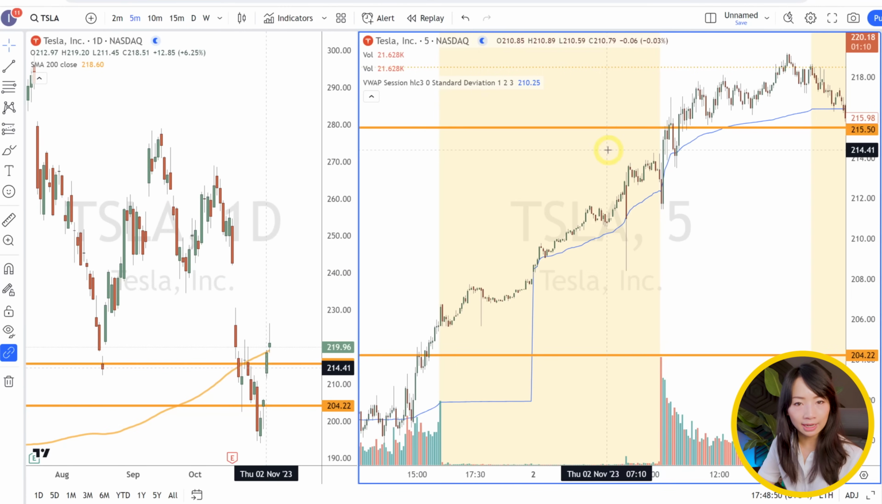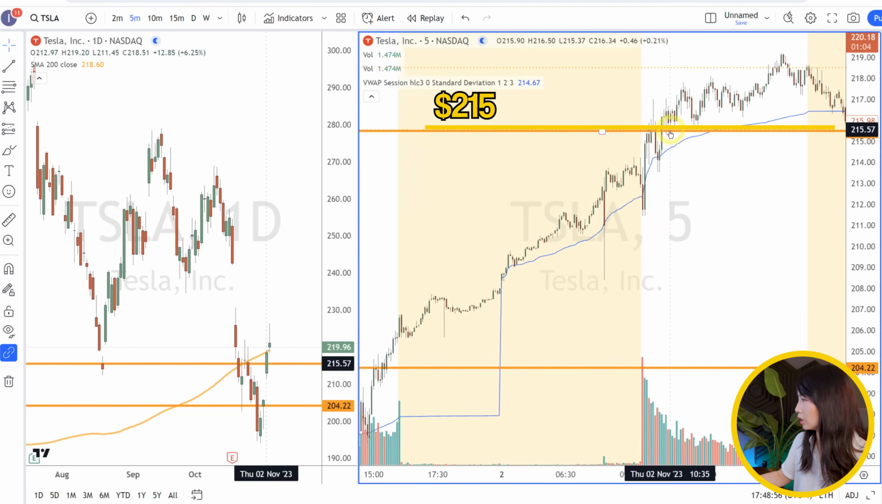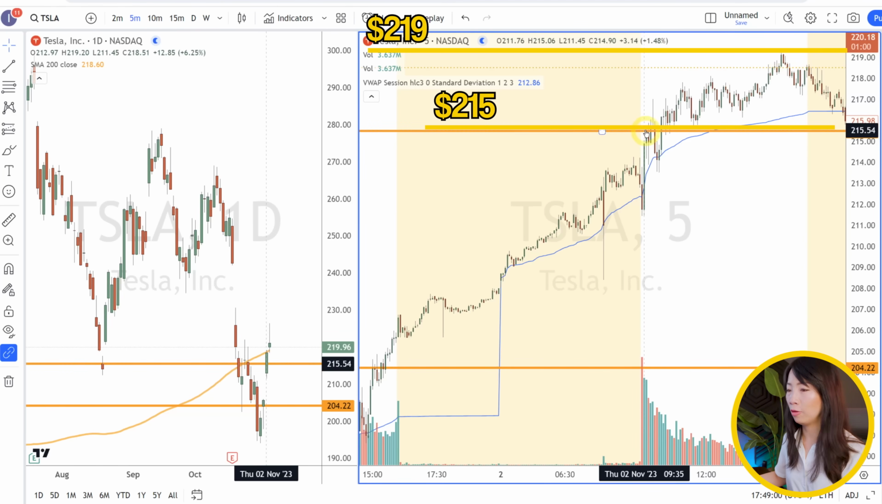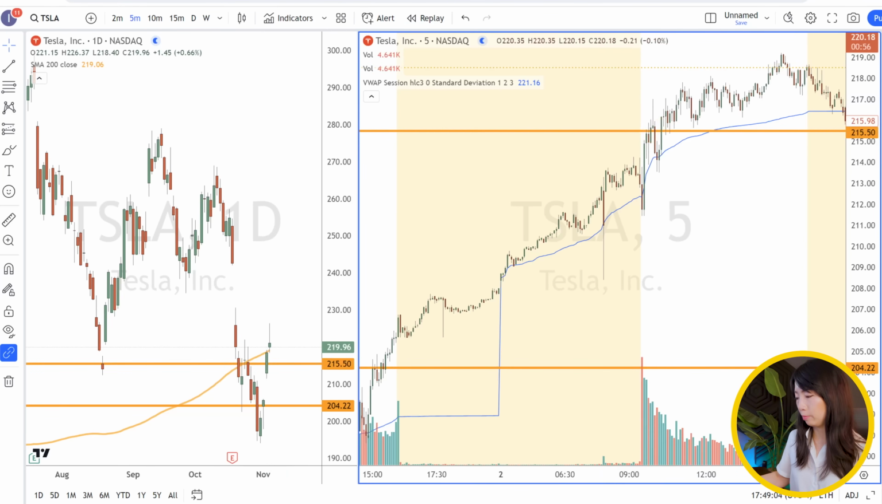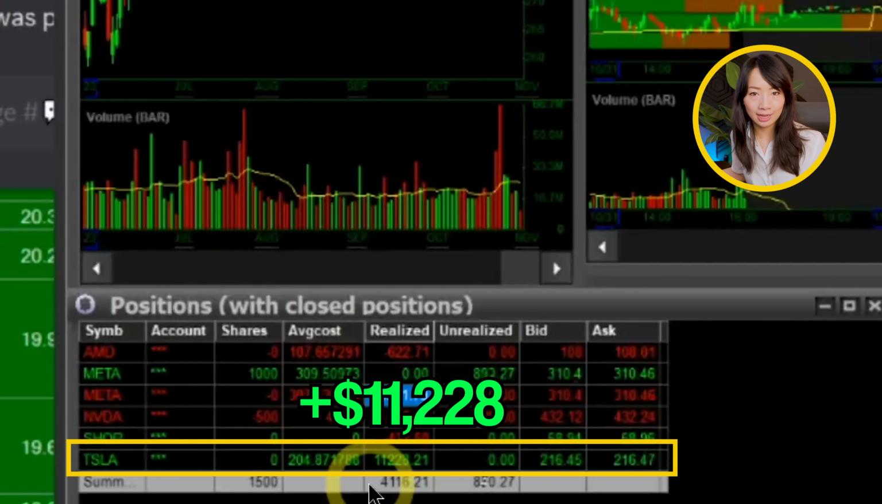So the next day on Tesla, I did hold it all the way till about 215 and then I sold it all here. You can see the stock later on did go to 219s, but I sold a little bit too soon, but that's okay. That resulted in my overnight profit of $11,000 on Tesla.